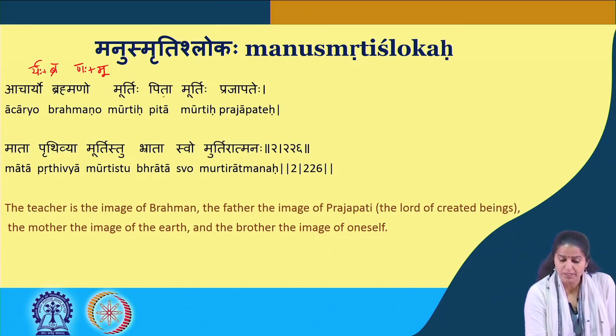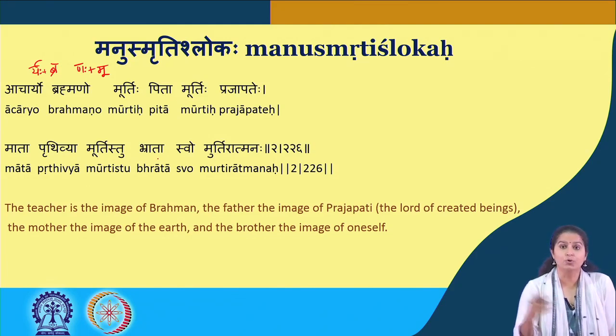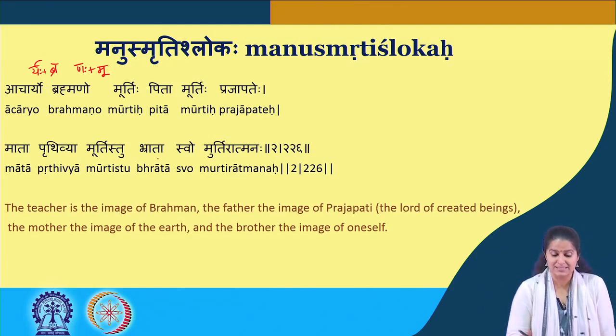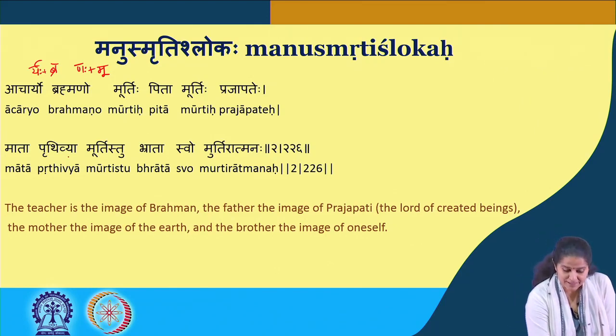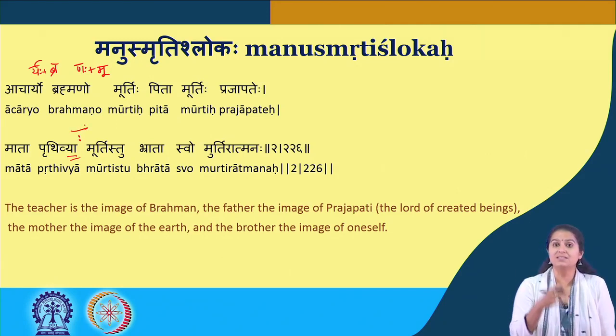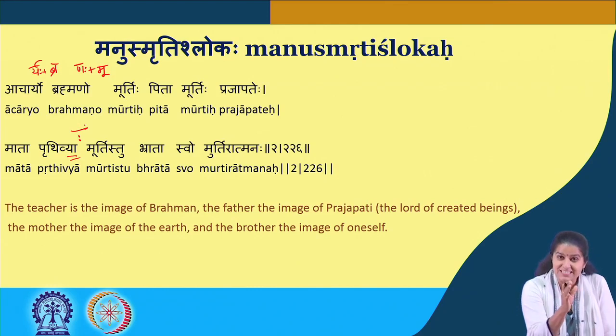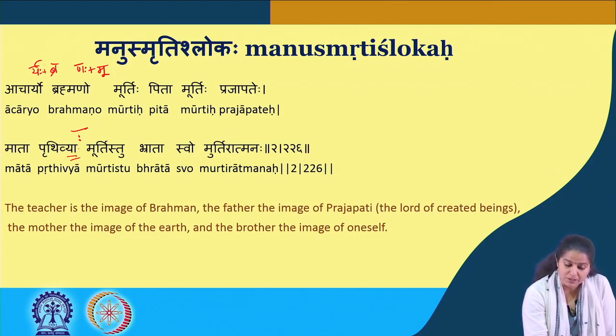Next, Pita Murtih Prajapateh. So Pita, Mata, Bhrata. We are going to look at these words in the course of our lessons. But for now, what we are focusing on is the word Murtih asti, and then Pita Murtih Prajapateh. So the father is the image of Prajapati, who is the lord of created beings, or Brahma himself. Mata Prithivya Murtih. Did you recognize the sandhi there? Yes. So here there should have been a Prithivyah, but because it is a Visarga Sandhi and preceded by an A, that drops off. But it should be there.